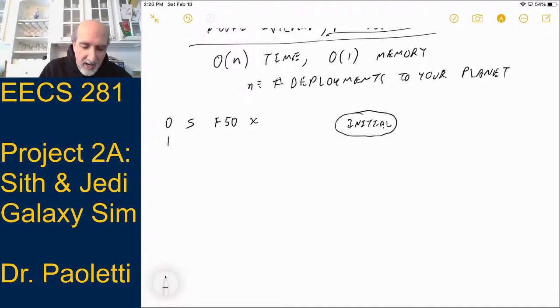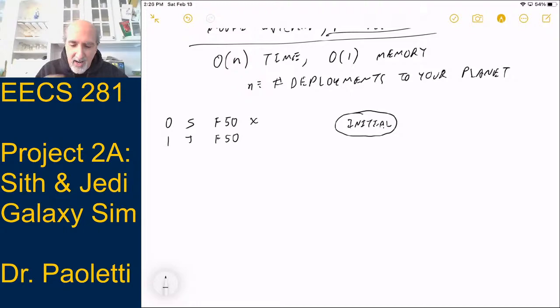Timestamp 1. A Jedi arrives with Force 50. Is that interesting? Yes, it is. That's the start of the interesting stuff, is that I'm not in my initial state anymore where no one's arrived, and we could rename this state if we want to. Instead of calling it initial state, we could label it no one here, or whatever you want. So we've got our initial state.